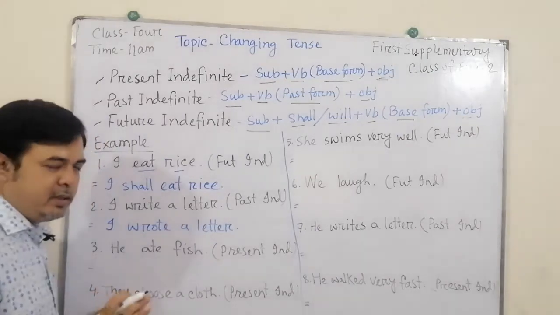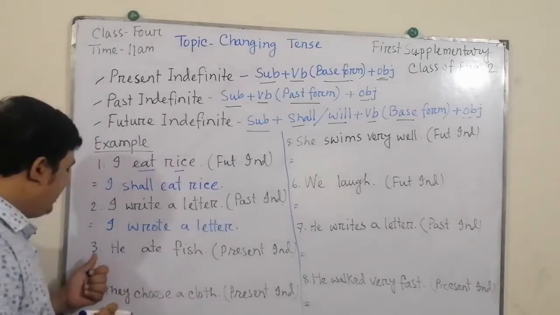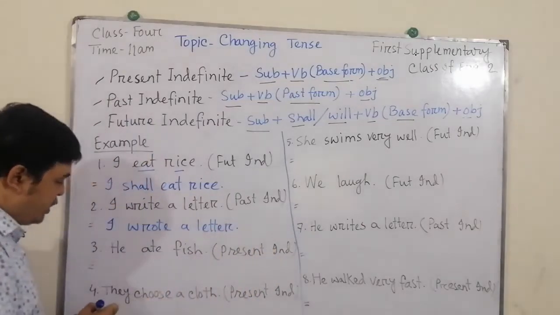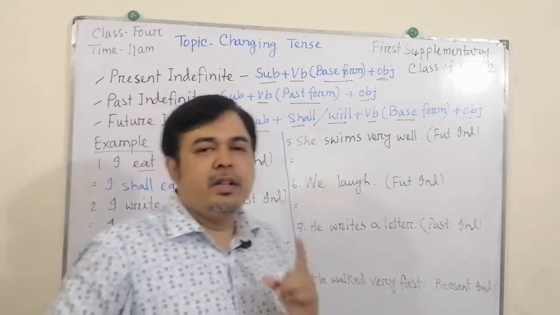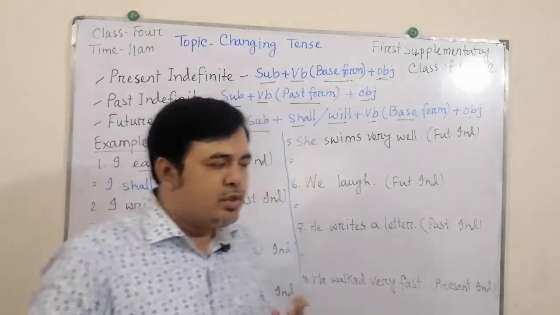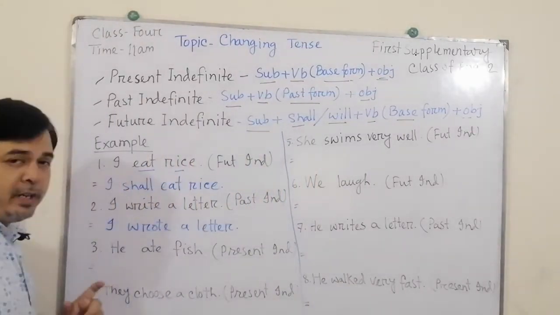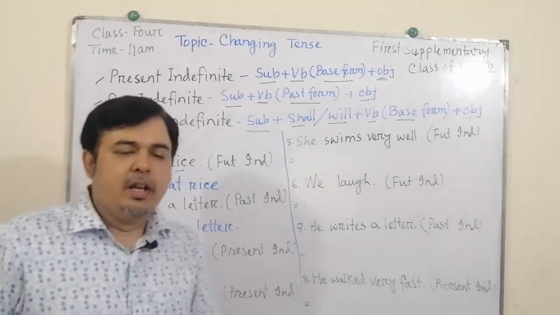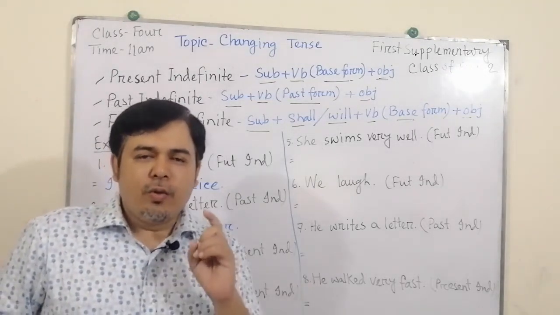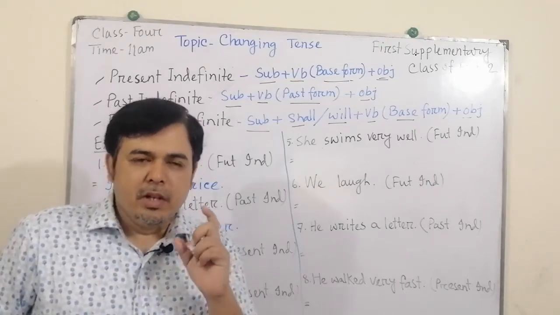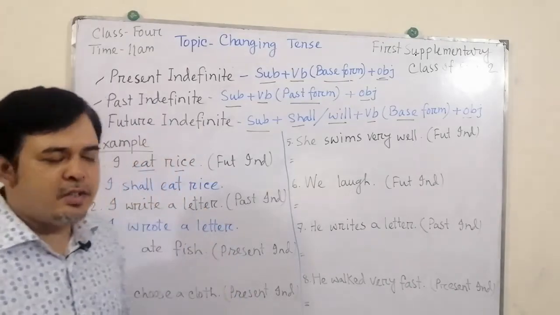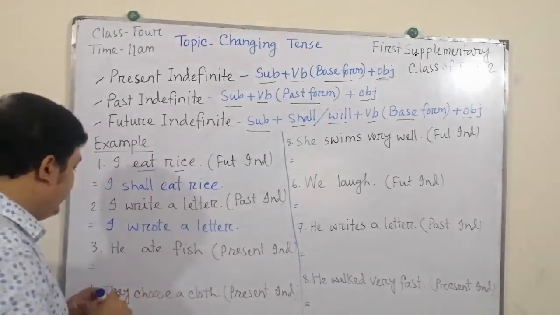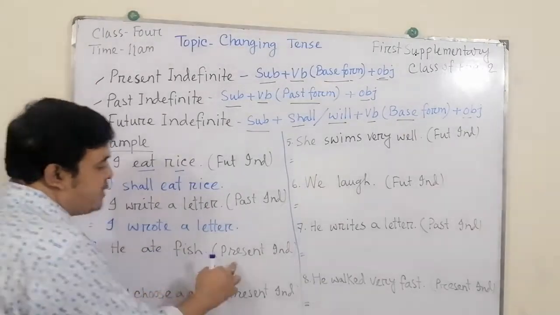So I think these two are clear to you. Number 3, he ate fish, present indefinite. What should I make? Present indefinite. Remember, another very important thing is that when the sentence is given, you have to find out which tense this sentence belongs to. That will also help you get the correct answer very easily. He ate fish, present indefinite.